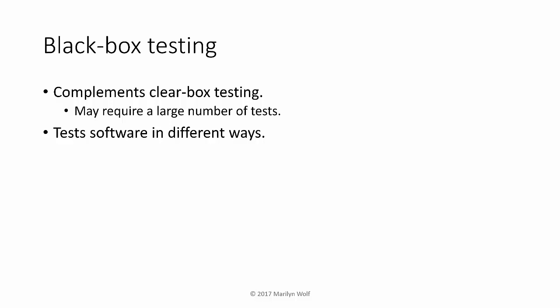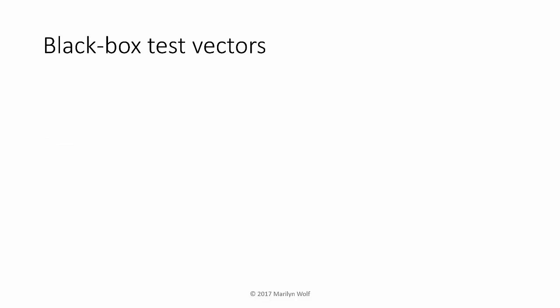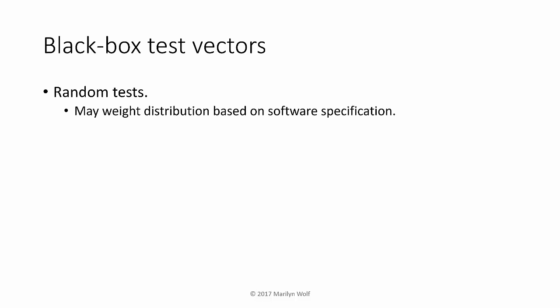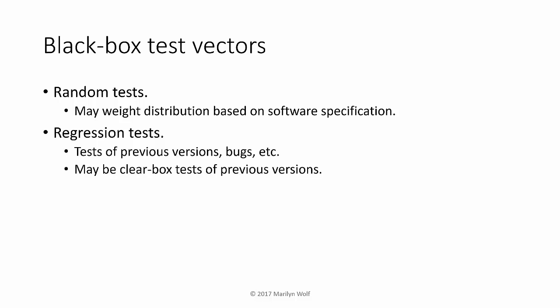Black box testing is the strategy, remember, in which we don't have any knowledge of the source code. This complements clear box testing. It may require a large number of tests, but it can catch bugs that we wouldn't catch with clear box testing. How can we generate vectors without knowledge of the source code? Well, we can use random tests, and those can be uniformly distributed inputs, or they could be weighted based on some knowledge of the types of values we're going to see in the program. We could limit ourselves to valid values. We can take the specification of the program and say, well, this input can only be in this range. Or we could decide to allow for illegal values to see what the program does and make sure it treats them properly.